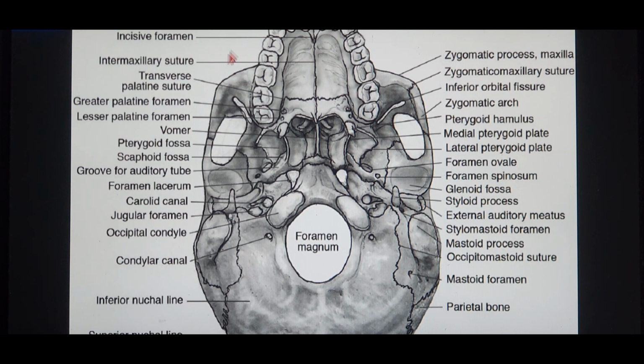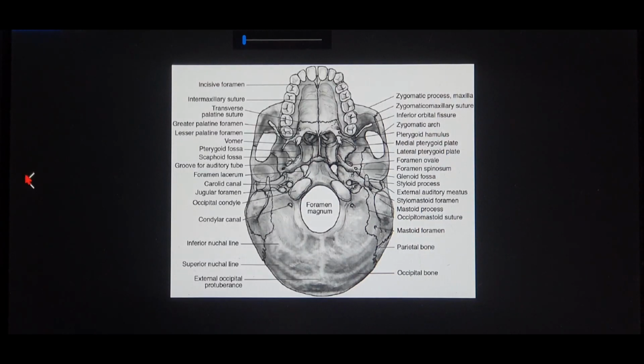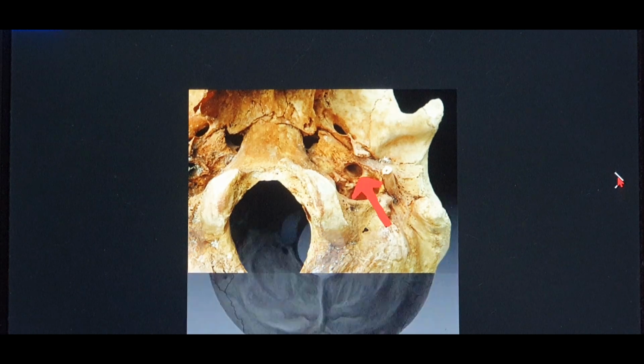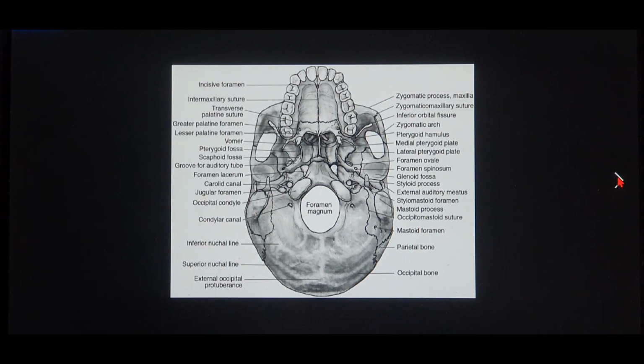So similarly, we were seeing this over here. That's the carotid canal, that's the foramen lacerum, that's the foramen ovale, that's the foramen spinosum. Now that's the condylar foramen, that's the occipital condyle, and that's the styloid process. So it's very easy if you try to remember that in this way.